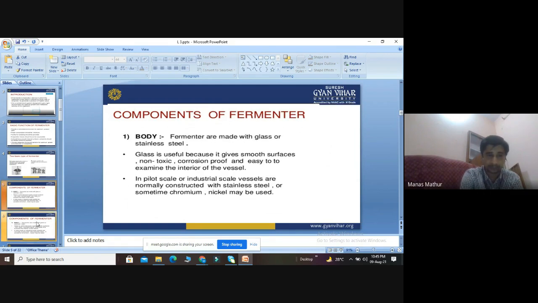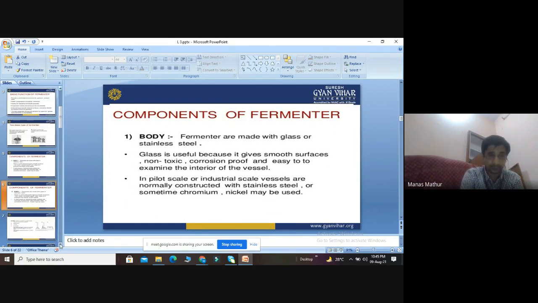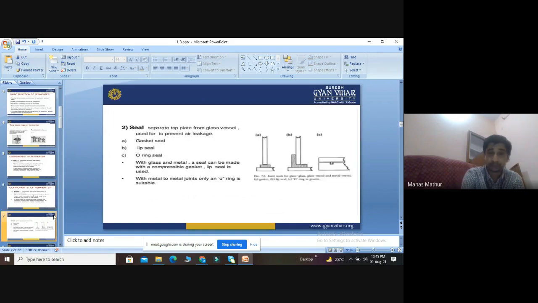The body part we have discussed. Then we reach the second component, that is the seal part. The seal separates the top plate from the glass vessel. Sealing is to pack something, to cap something so that there is no chance of leakage. So the seal is used to separate the top plates from the glass vessel.